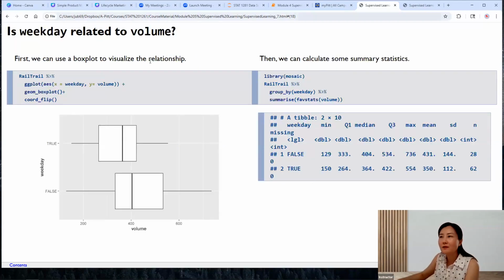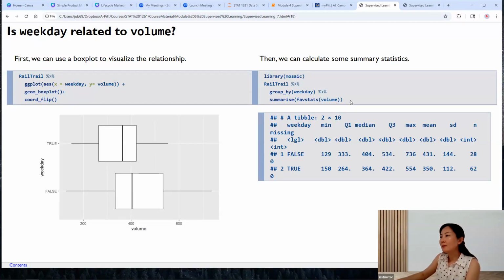And then let's first examine or visualize the relationship. We want to know if volume and weekday are related or not. So we can create a side-by-side box plot and see if the distribution of volume is the same for the two groups. Apparently, they are not the same in terms of spread or median. They are not the same.